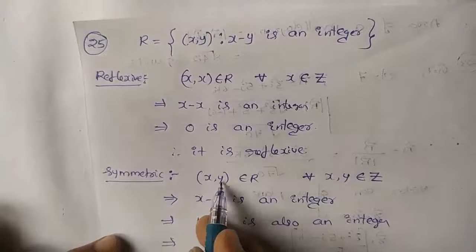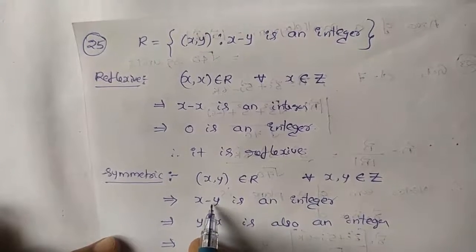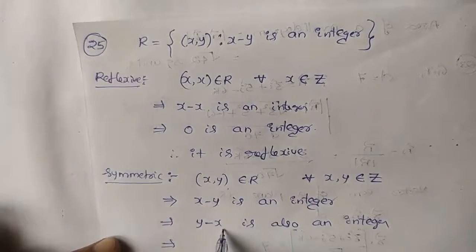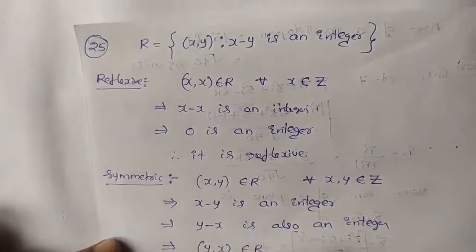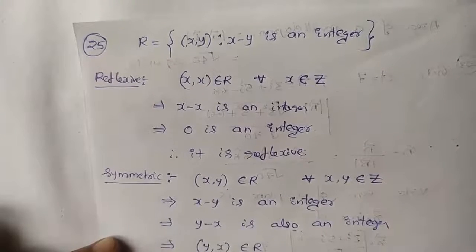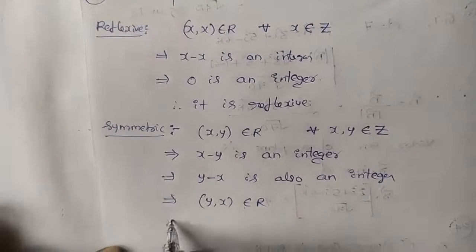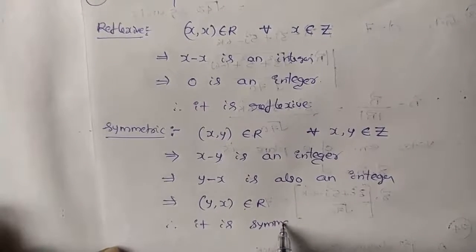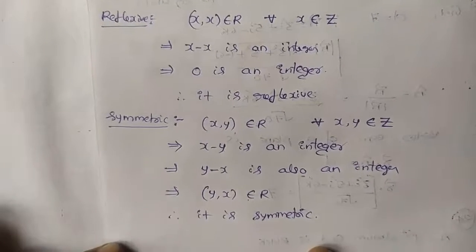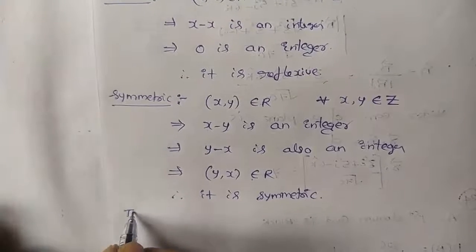So x comma y belongs to R, then x minus y is an integer, and y minus x is also an integer. This can also be written as y comma x belongs to R. x comma y belongs to R, then y comma x belongs to R. Therefore it is symmetric.